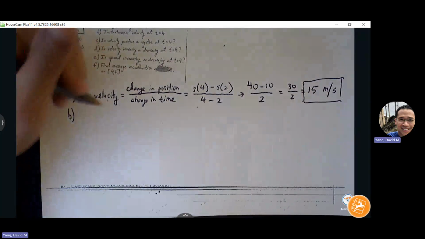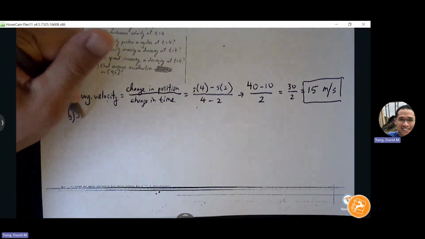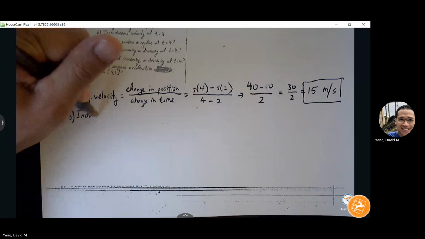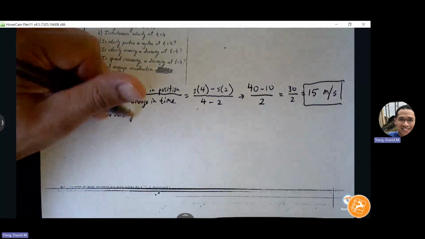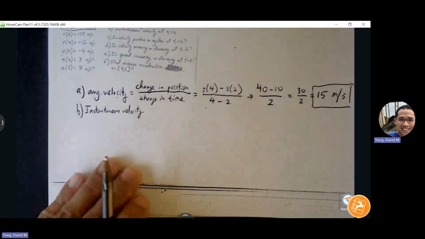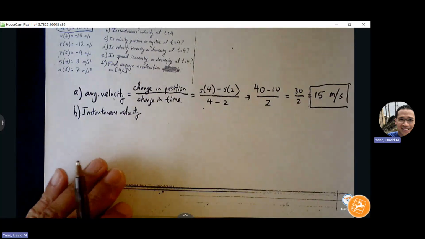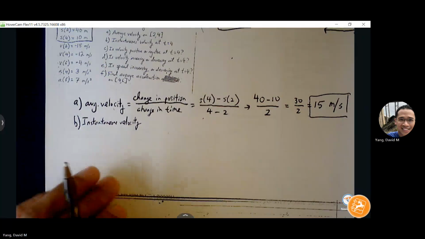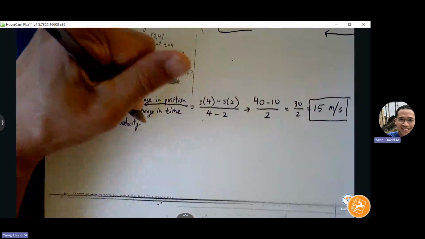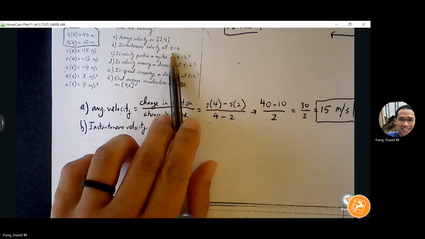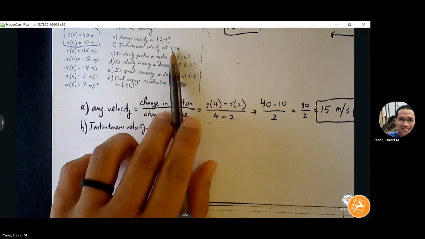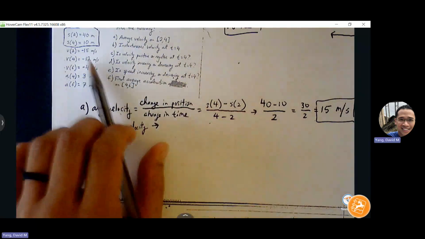Now, part B is asking for the instantaneous velocity. So now we can use the velocity function, right? Because now it's asking for the exact velocity at that moment in time. So this should be easy. What's the instantaneous velocity at t equals 4? Yeah, v of 4 is negative 12.